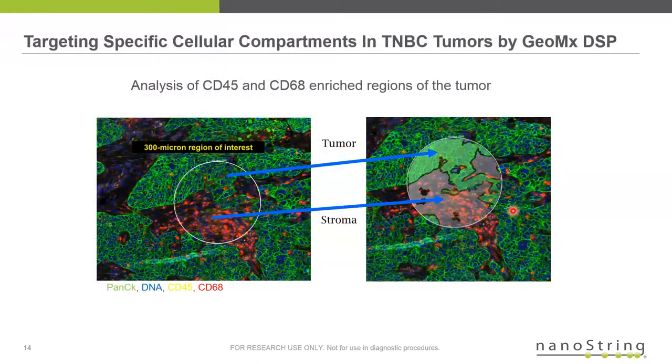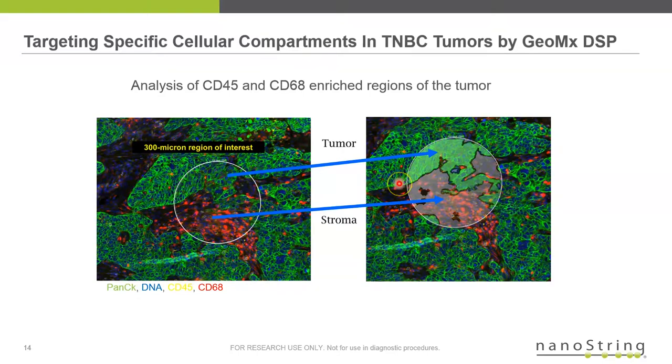So this suggested that we needed to go deeper, specifically into the immune biology of the tumors, in order to get more information, more resolution, better candidate biomarkers. And I'll talk about how we do this with the GeoMx technology in the coming slides.